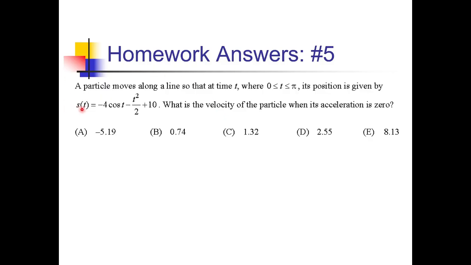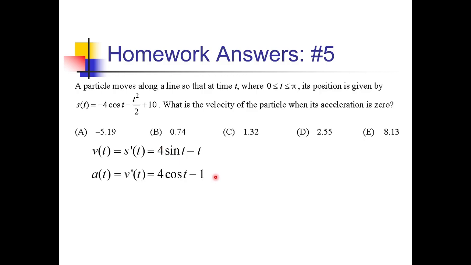So let's start with velocity. That's going to be s prime of t. So going term by term, cosine's derivative is negative sine normally. So this will be positive 4 sine of t. Minus, using our power rule, 2 times 1/2 is just 1, so just minus t. And then that plus 10 is just a 0 if you take that derivative. All right, so we're going to go back and use this v of t in a moment. But first, let's get a of t. That's going to be v prime of t. And that's going to be 4 cosine of t minus 1.